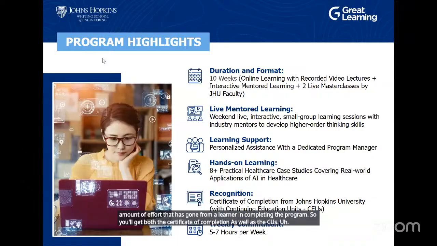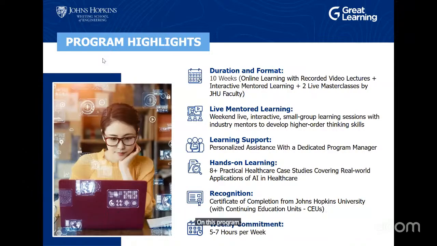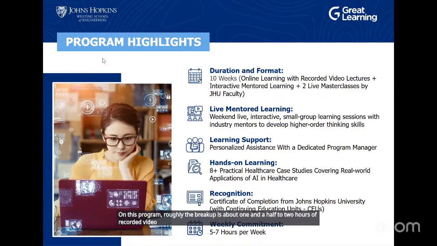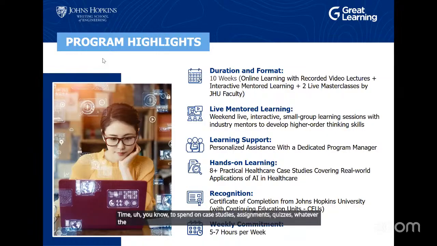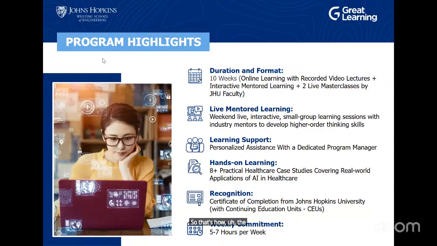In terms of weekly commitment, one should expect to spend somewhere around 5 to 7 hours per week on this program. Roughly, the breakup is about 1.5 to 2 hours of recorded video lectures released every week, followed by again 1.5 to 2 hours of live interactive mentored session. And then, of course, you should budget 1 to 2 hours of self-learning time to spend on case studies, assignments, quizzes, whatever the faculty has planned for that respective week. So that's how the program is structured.